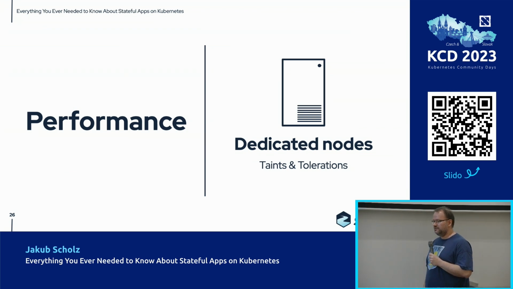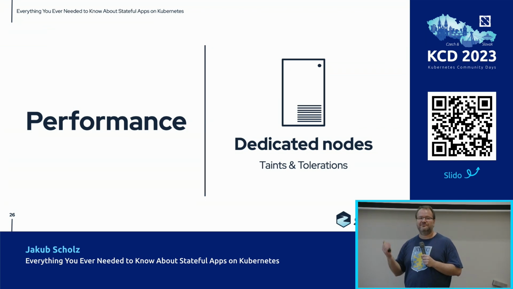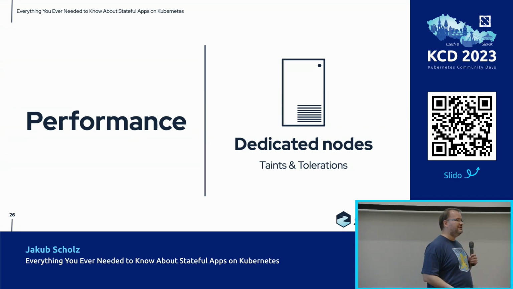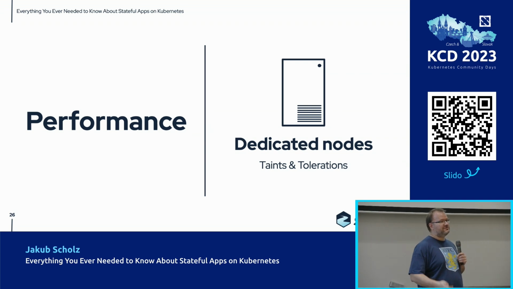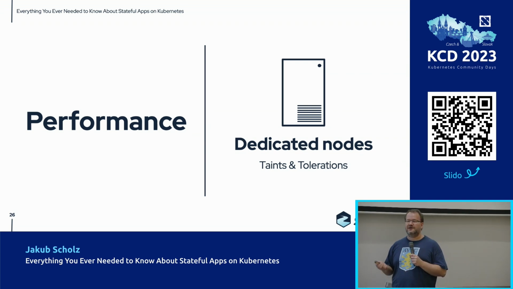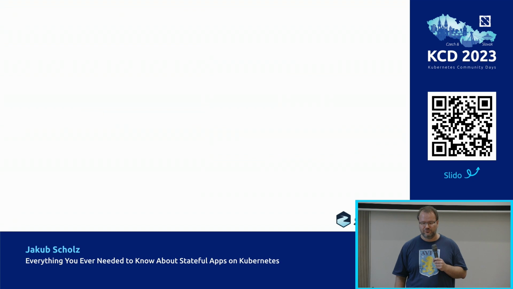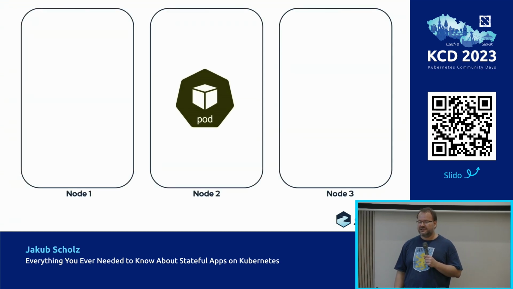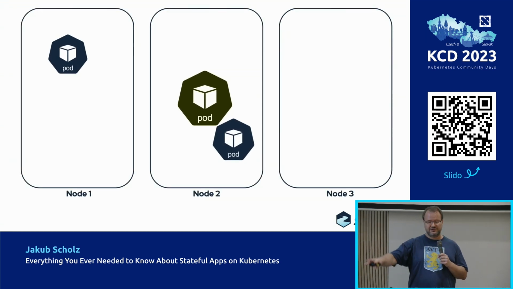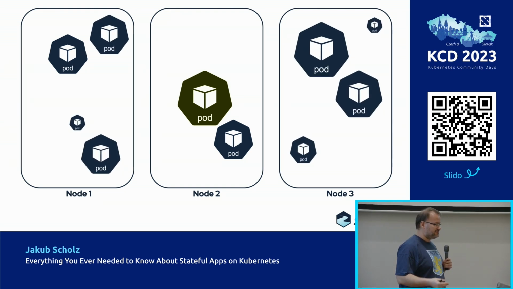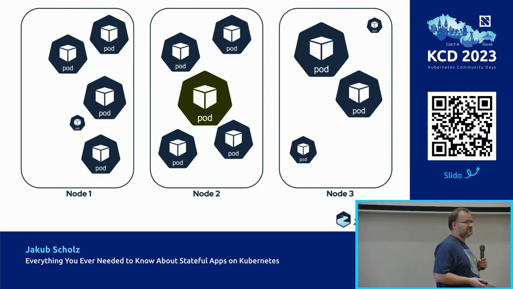Now, it's not always enough, because even if the other applications are not stateful, they might still use network, they obviously still use CPU, they obviously still use memory. So sometimes it's not enough to just set the pod anti-affinity and you need to configure dedicated nodes. Because even with the pod anti-affinity, your stateful application will still be scheduled on a node with many other applications.